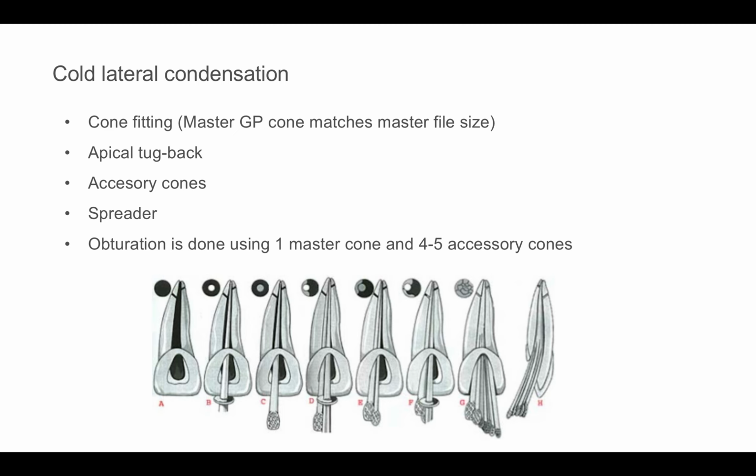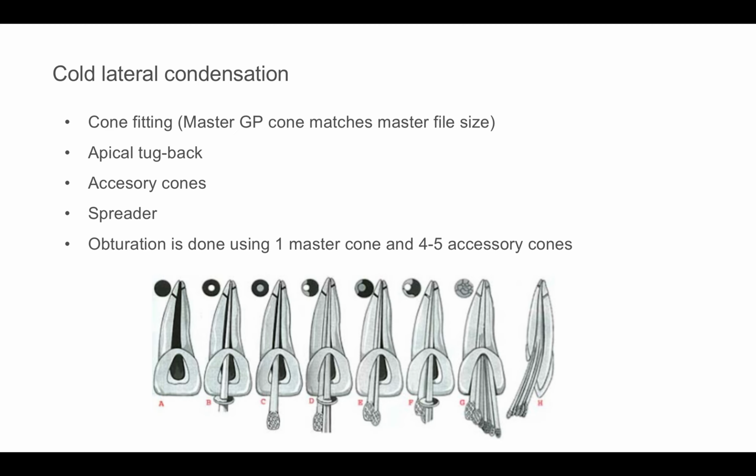So, for example, if we used a size 30 file, the master gutta-percha cone is going to be a size 30 cone. Apical tugback is important in this technique. And I said apical and not just a false tugback. Accessory cones are used, of course, and a spreader instrument is used to condense the gutta-percha both laterally and apically.